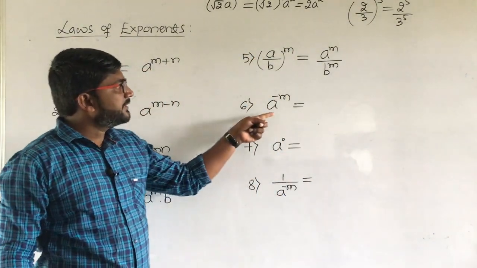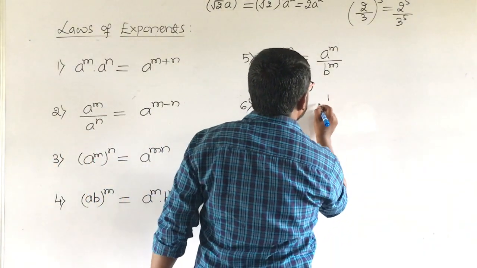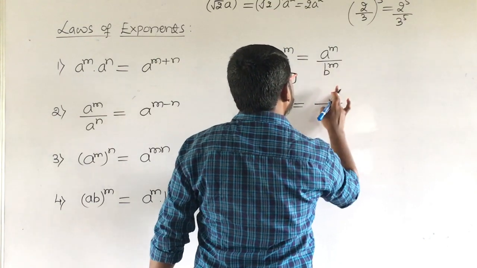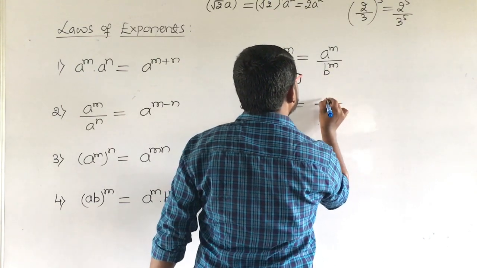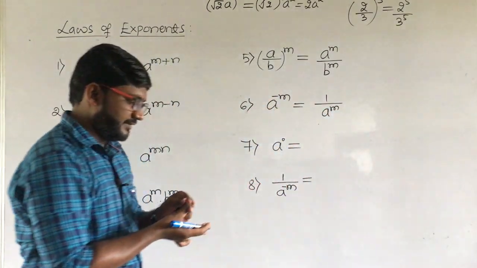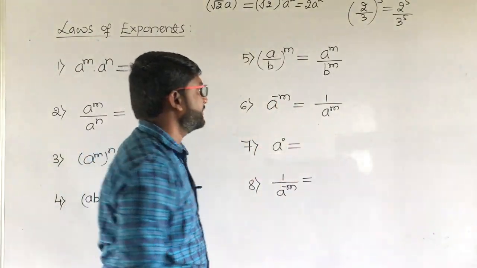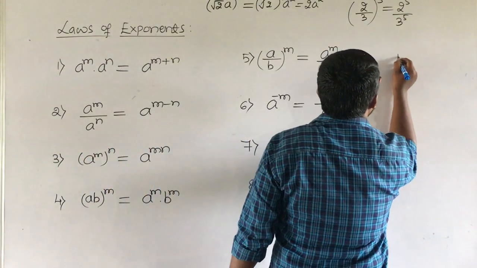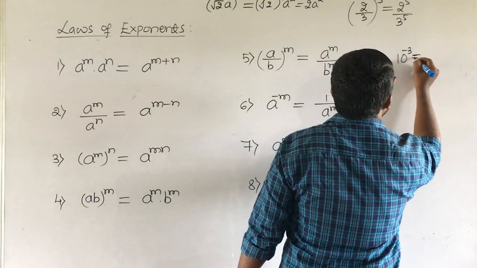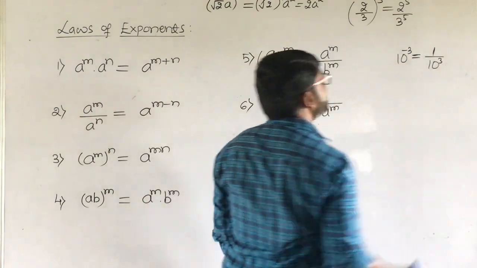Next one, it is a to the power minus m, which can be written as 1 divided by a raised to m, 1 by a to the power plus m. So if you take that to the denominator, here the minus sign will be removed. So the example for this: 10 to the power minus 3 can be written as 1 divided by 10 raised to plus 3.